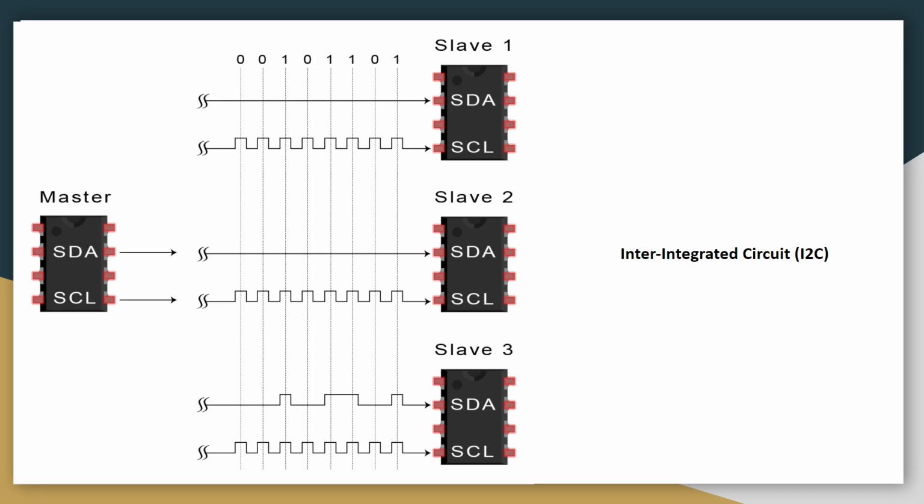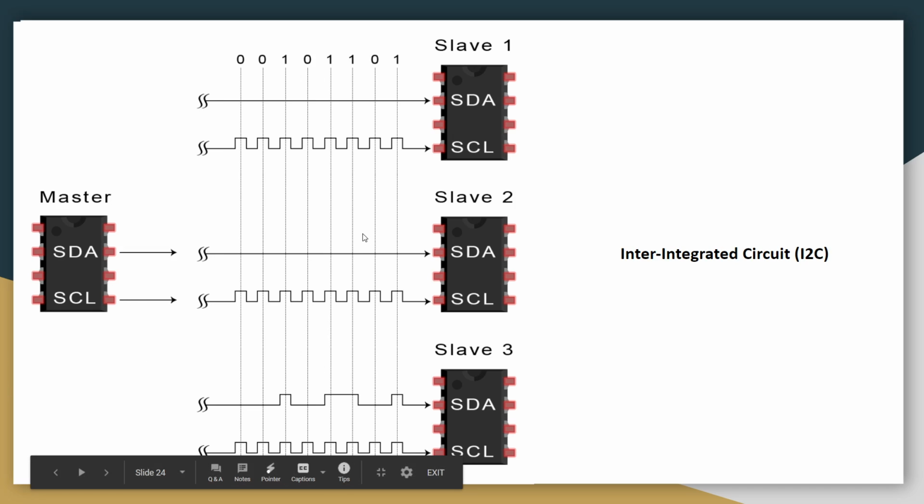So a basic overview of how I2C works is that there are basically two very important pins in I2C, that is SDA and SCL. SDA stands for serial data, and SCL stands for serial clock. So SCL is basically used to send pulses to trigger the slaves accordingly.